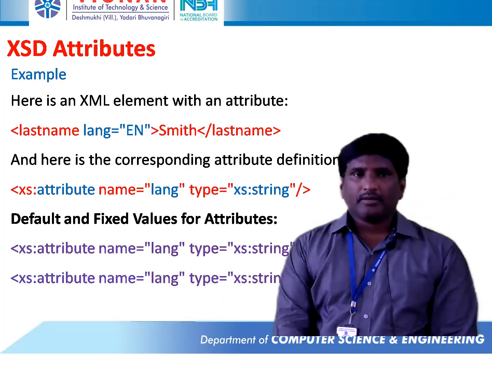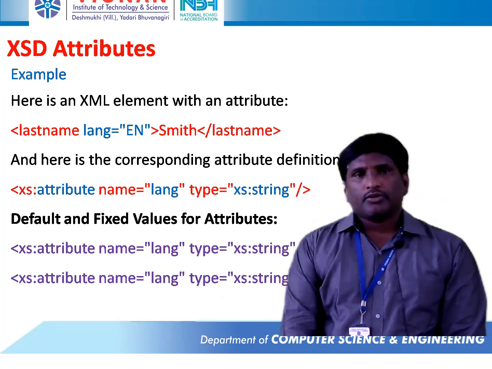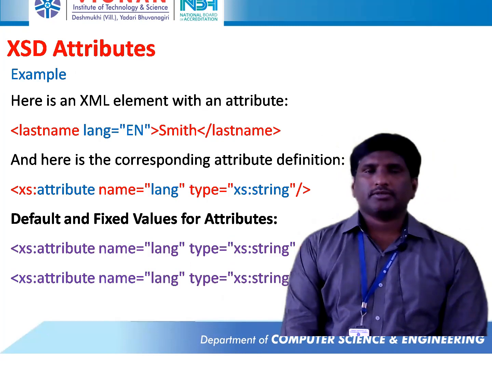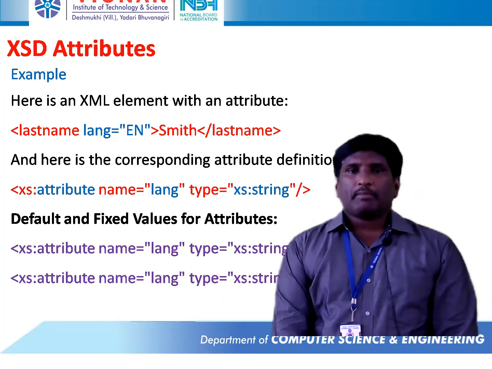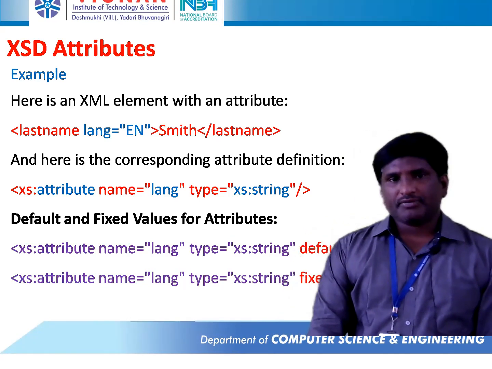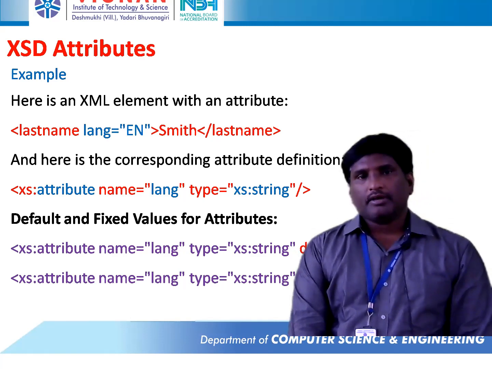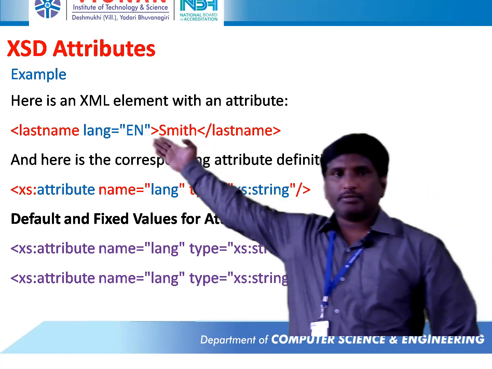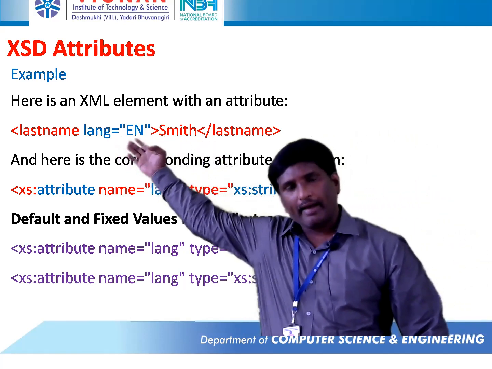So this example here, an XML element with an attribute. Last name has a lang attribute. The value of lang is en, and the markup text is Smith. The corresponding attribute definition we will write as xs:attribute name equal to lang. So last name is the element, lang is the attribute.